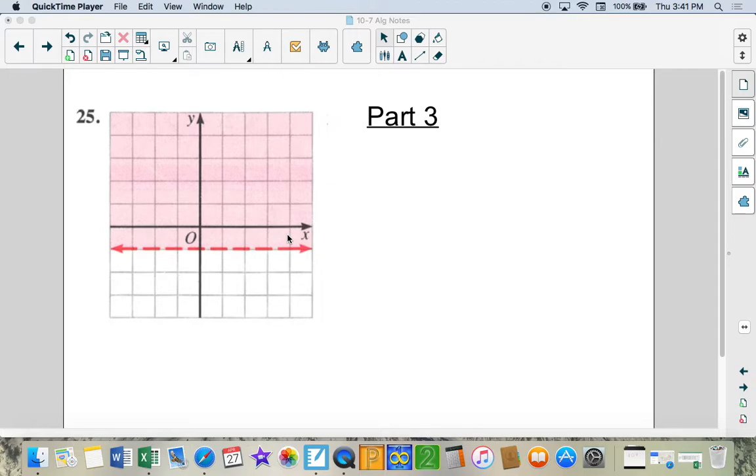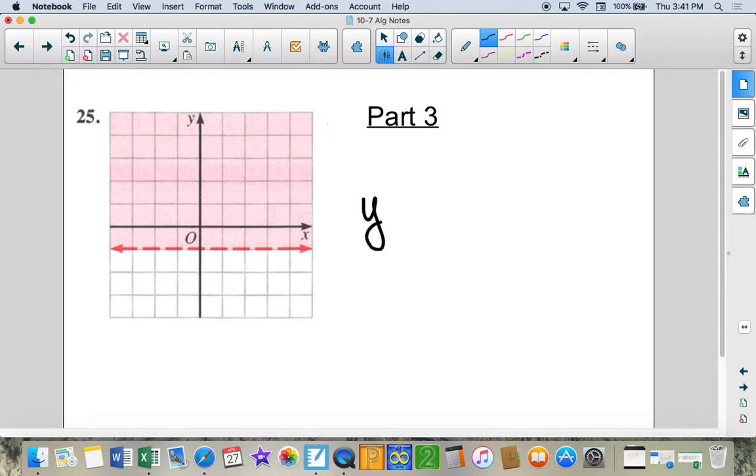And part 3 of section 10.7. This time we're going to reverse it. Now we're given a graph and we have to write an inequality for it. We see that it's a horizontal line and it's crossing the y-axis.